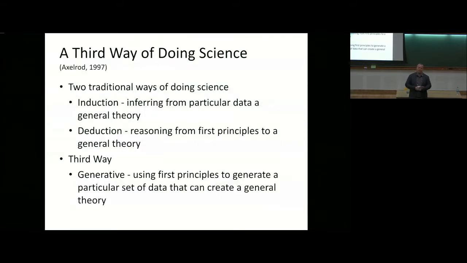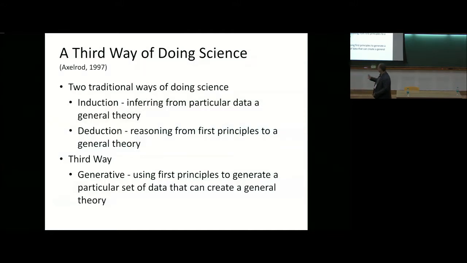And you may have heard this term before, but we think of agent-based modeling as, in fact, a third way of doing science. This comes from a famous paper that Robert Axelrod wrote in 1997. There are two traditional ways of doing science. Induction. Induction is the idea that you infer from particular data to a general theory. So you have a set of data and you infer a theory from it. Or deduction. Deduction is the idea that you start from a theory of first principles, and you infer a theory of behavior from that.